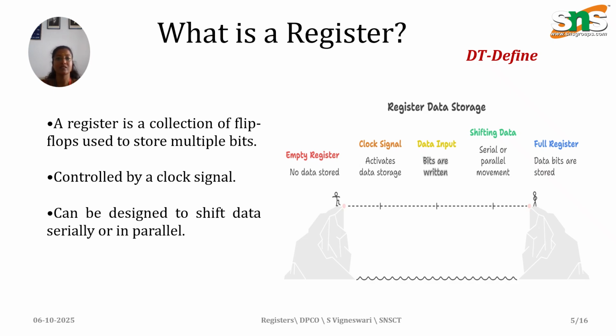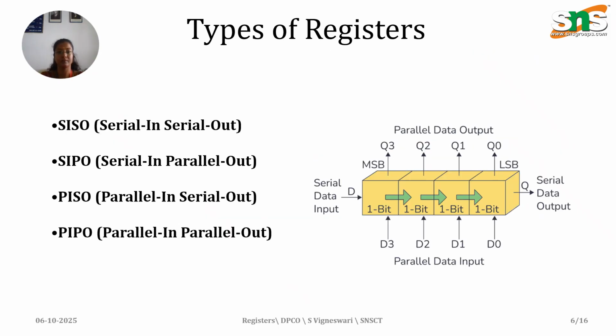So how does a register store the data? First we start with an empty register which doesn't have any data. Once the clock pulse is activated, it starts to store the data. The data inputs are obtained, that is, the bits are written onto the register, and it starts to shift those data. And once all the data are received, either in serial or parallel, they move into the full register.